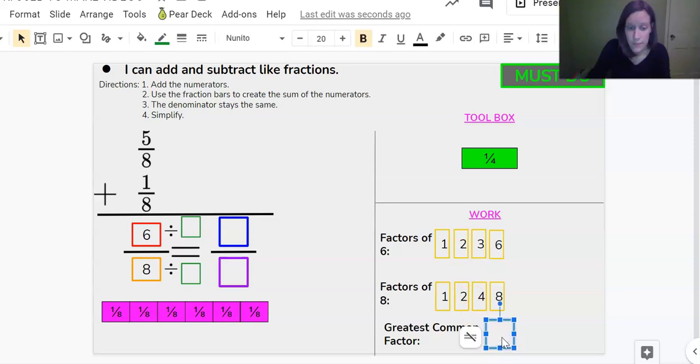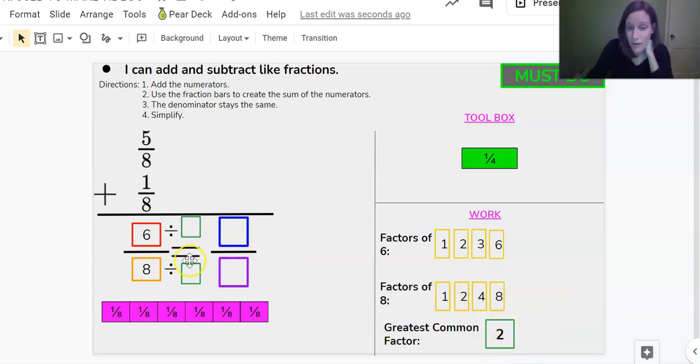So I put that right here. Again, notice that the colors are going to match here. I know I'm using this to divide. I can simplify by dividing both of these numbers by 2. 6 divided by 2 is 3. 8 divided by 2 is 4. So what I found here is that 6/8 is the same thing as 3/4.